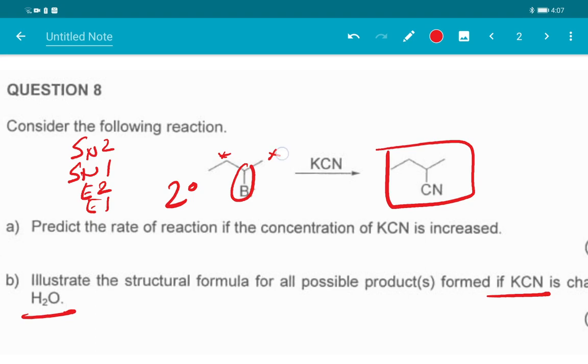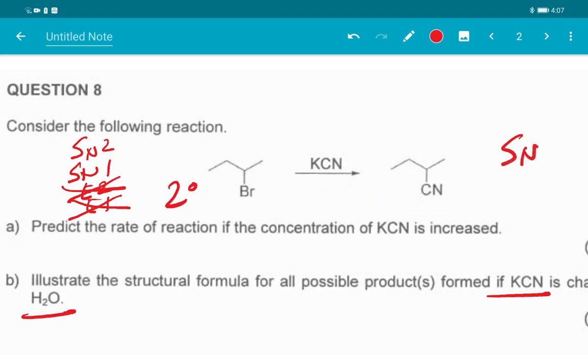So it leaves us with this being substitution. We can already eliminate E2 and also E1, because this question is based on the statement given. The reaction given undergoes the substitution process, so it leaves us with either SN2 or SN1.